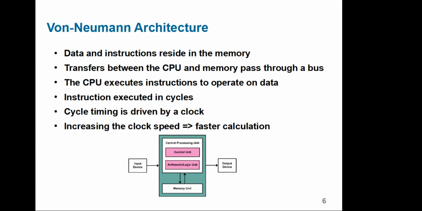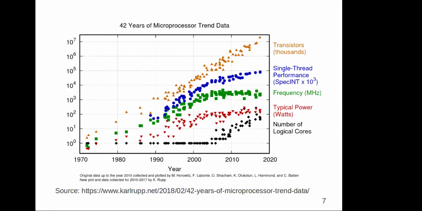So if you want to calculate faster, what would be the first idea? Increase the clock speed. Yeah, and the faster the clock speed, the faster my calculation, if everything else stays the same. And when you do more elaborate and faster processes, you also increase the number of transistors on your processor die. And there is a law called Moore's law, which says that the number of transistors doubles every 18 months.